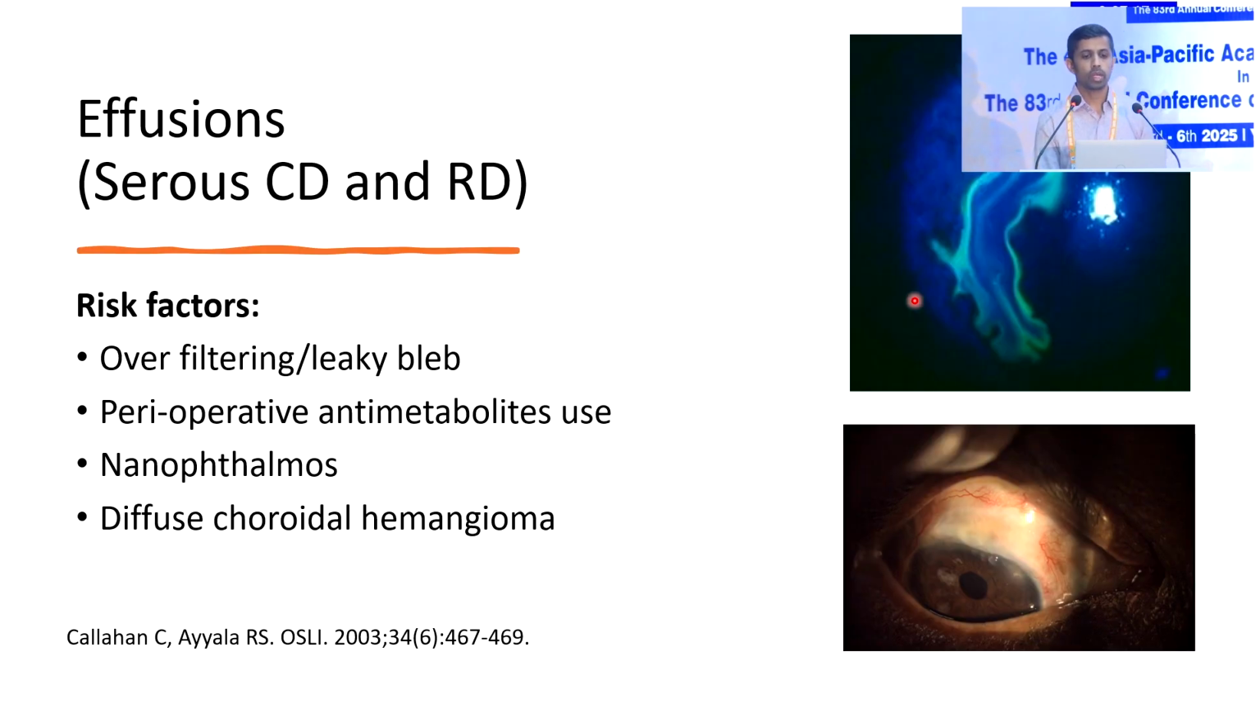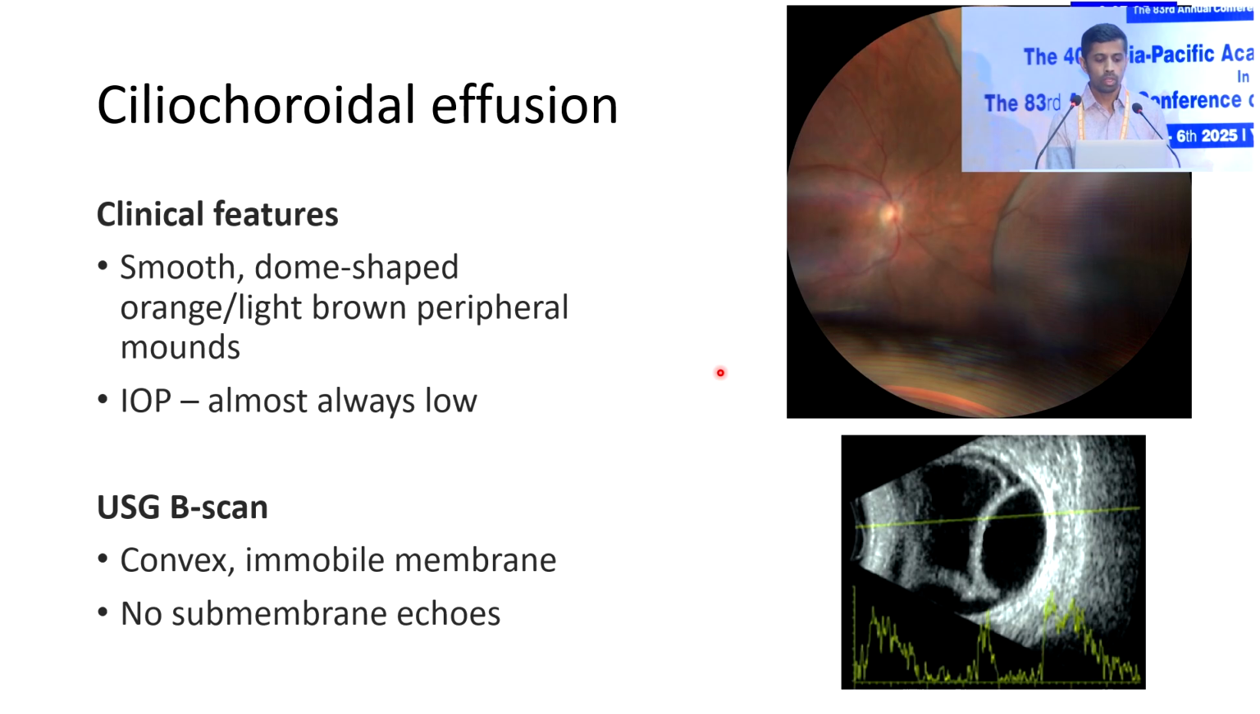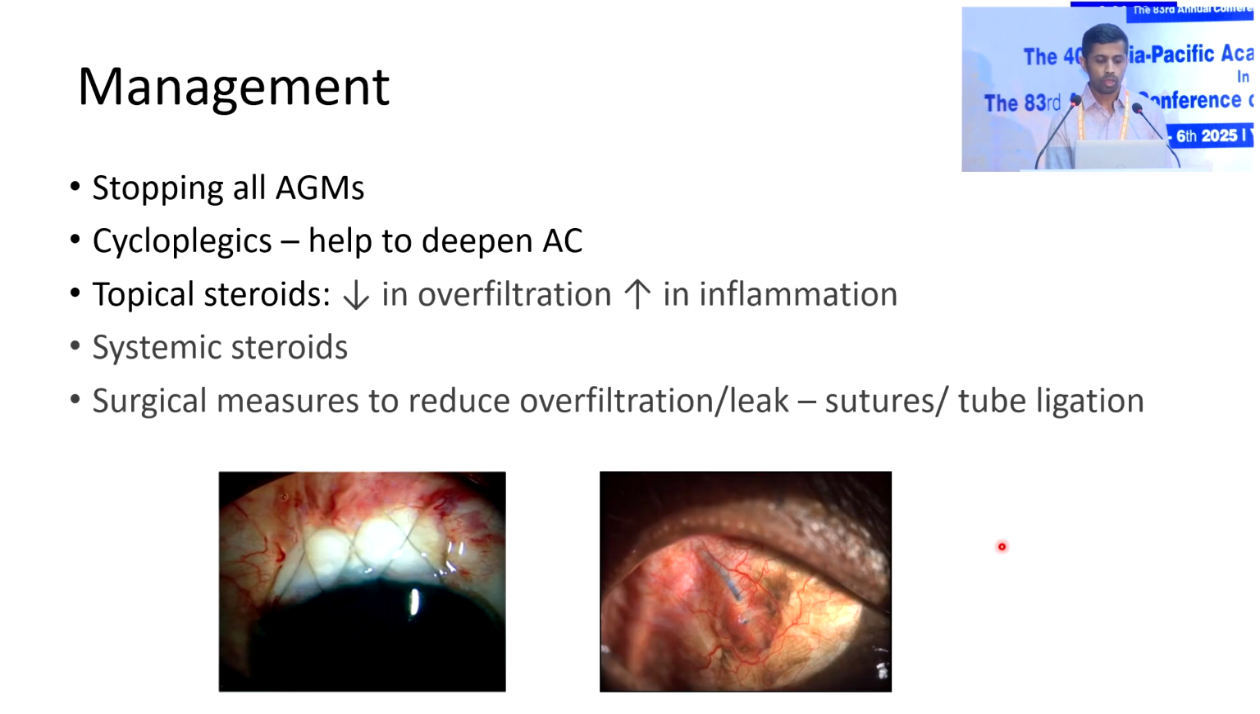Coming on to the next complication, the effusions. Risk factors include overfiltering or leaky blebs, use of perioperative antimetabolites, nanophthalmos, and diffuse choroidal hemangioma in the setting of Sturge-Weber syndrome. Clinically, they appear as smooth dome-shaped orange light brown peripheral mounds. IOP is almost always low, and on ultrasound B scan, they appear as convex immobile membranes with no submembrane echoes.